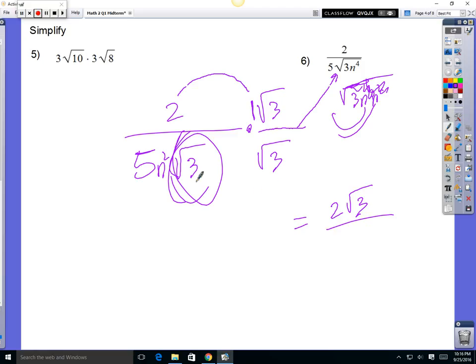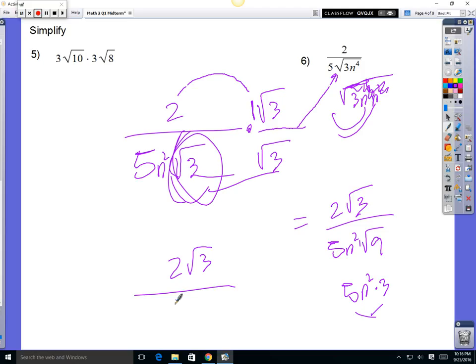On bottom, square root of 3 times square root of 3, you did it. You got 5 n squared square root of 9. And square root of 9 is 3, so you got 5 n squared times 3, and the 3 and the 5 times together. So on the top you still have 2 square roots of 3, and on the bottom you've got 15 n squared.